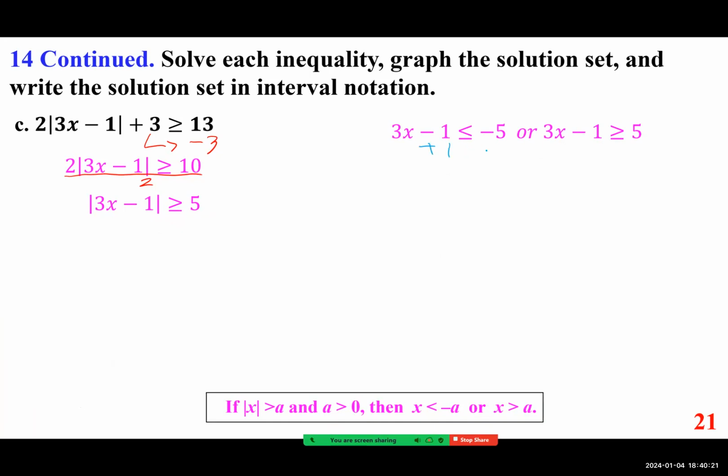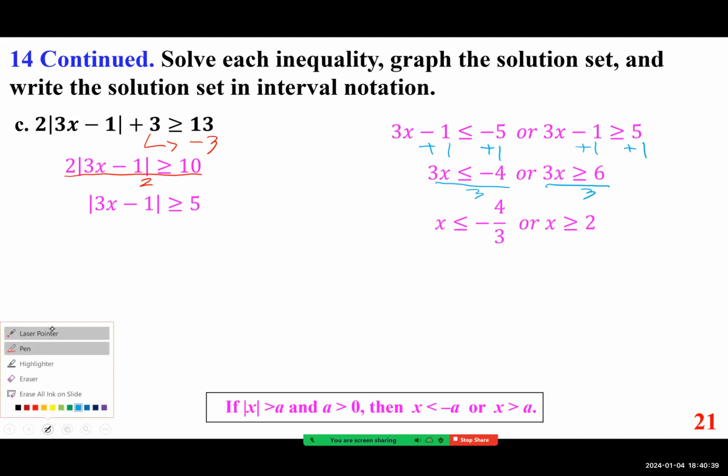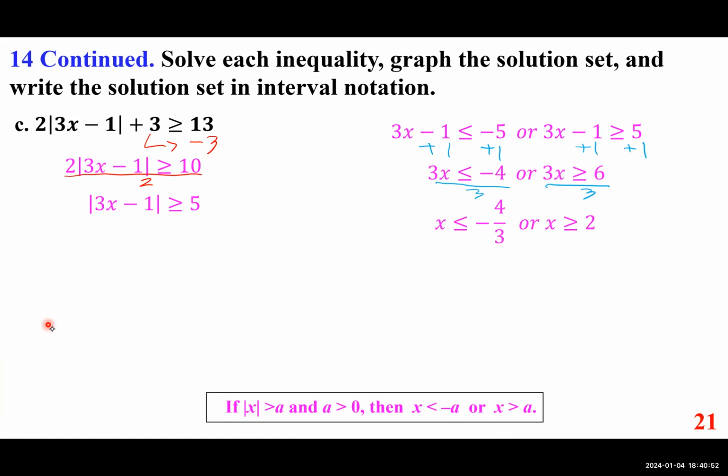This one we need to add 1. This one we need to add 1. And in all cases, you divide both sides by 3. One thing I want to remind you: when you divide by a number, if that number is negative, the sign will flip over. So x is less than or equal to negative 4/3, or x is larger than or equal to 2. That's the solution, and you're done with the solution.